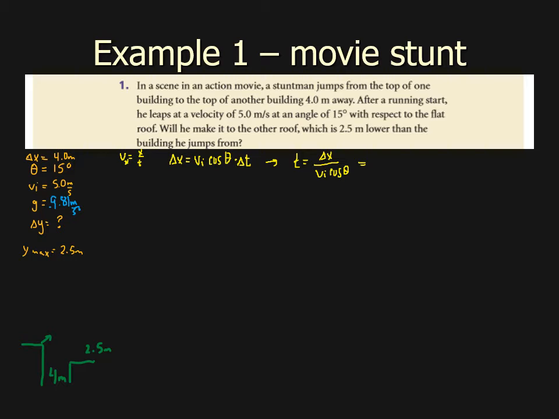We have all of these values, so we can plug and we can chug, and if you do that, I hope that you run your own calculator and find, that's sloppy. I can fix that. There we go. Equals 0.83 seconds. So that's the time of flight for this particular stunt person jumping from one building to another.